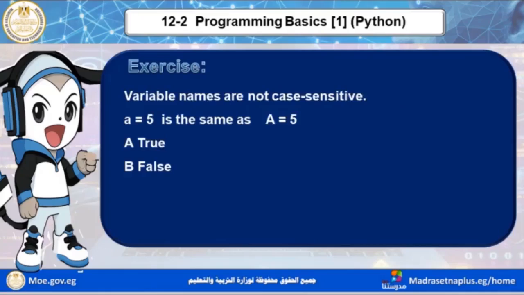A variable name is not case sensitive. That means lowercase a equals 5 is the same as uppercase A equals 5. Of course not. Variable names are case sensitive in JavaScript and in Python too. So this statement is false. So item B is correct.